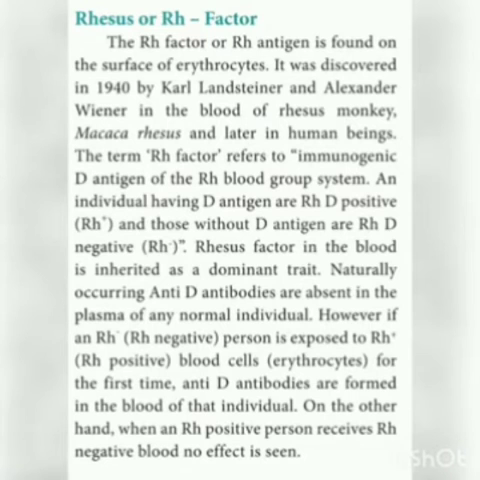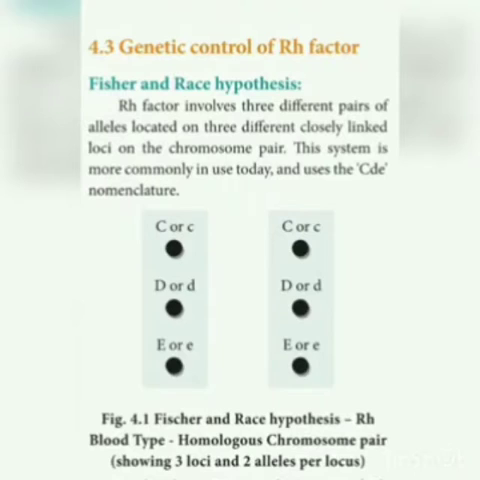Next is the Rh factor. Know more about the Rh factor. From your 11th standard itself, you are studying about the Rh factor, that means RhD, D antigens. So what is the genetic control of this Rh factor? Fisher's and Race's hypothesis and Wiener's hypothesis. It's a very important 3-mark question: genetic control of the Rh factor.